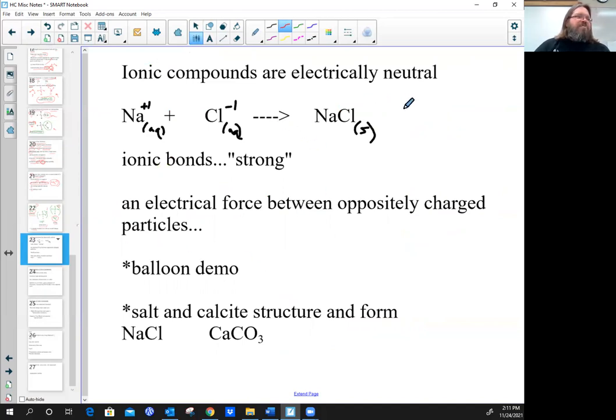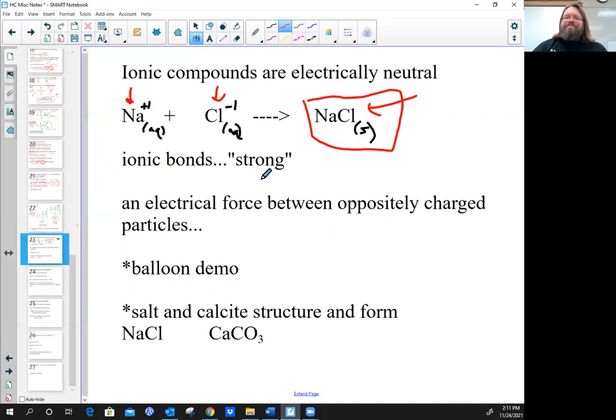So ionic compounds are electrically neutral, okay? In other words, if I combine this common ionic substance, sodium chloride, which is salt, if I combine sodium with chloride ions from, say, aqueous solutions, they will form an electrically neutral compound. The positive and the negative will offset one another within the formula for the compound that it forms.